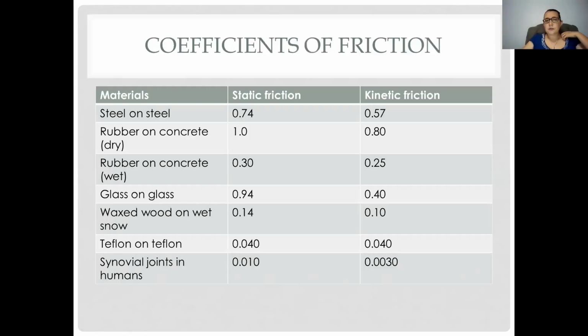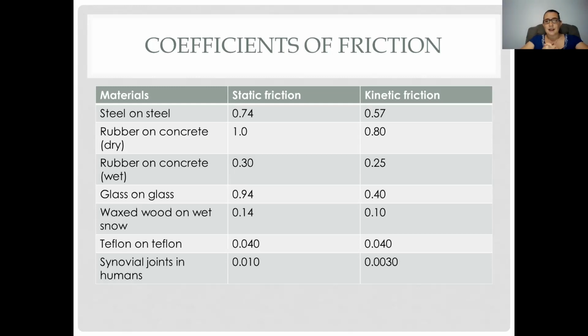Here are some examples of coefficients of friction. So you can see in each case, except for Teflon on Teflon, the static friction coefficient is larger than the kinetic friction coefficient. In the case of Teflon on Teflon, they are the same. And Teflon on Teflon was made to be a rather frictionless surface.